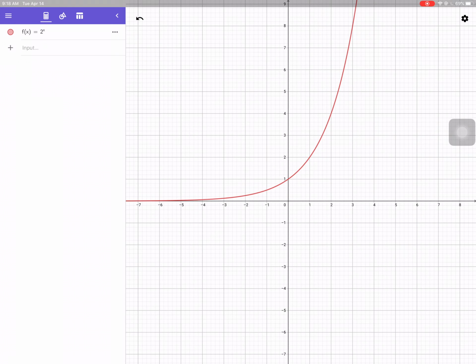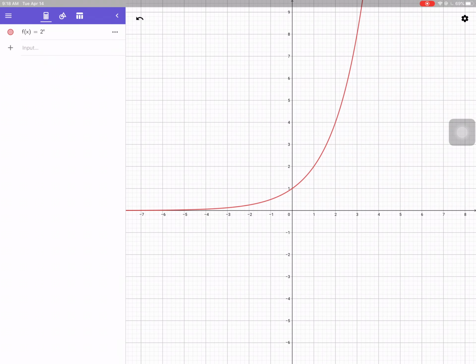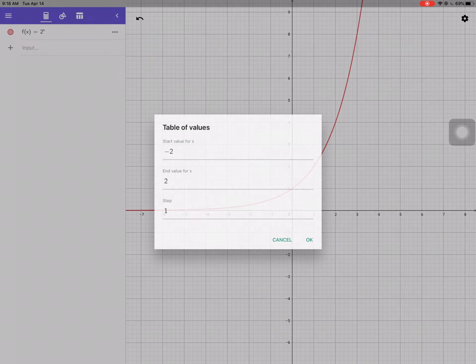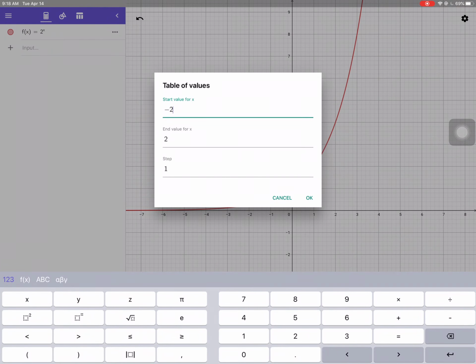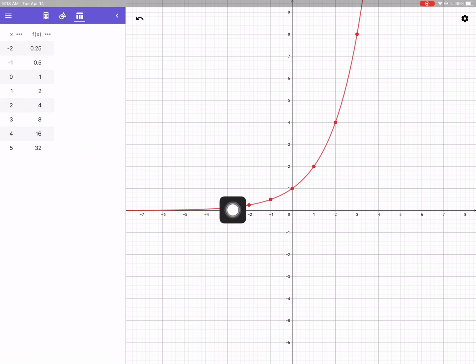An exponential function, like I said, does not have a constant rate of change. Instead, it has something called a constant ratio. So if I go to a table of values here, let's say from -2 to 5, and you see each of these points plotted over here. If you look at as x goes up by 1, what's happening to y? It might be hard to see with the decimals, but look here, 1 to 2, 2 to 4, 4 to 8, 8 to 16, 16 to 32, right?